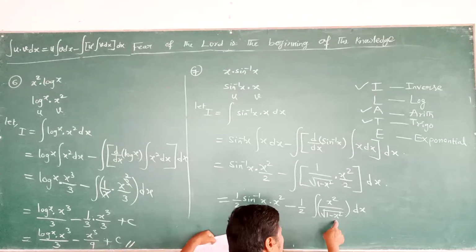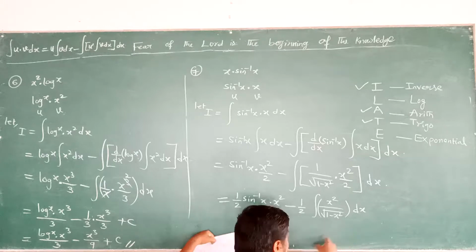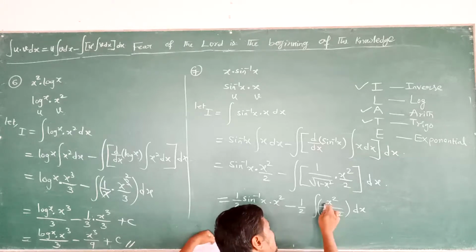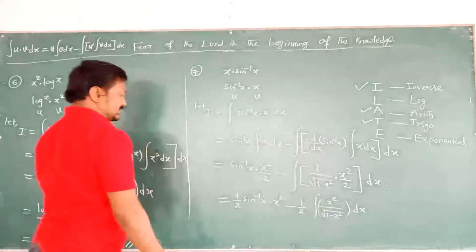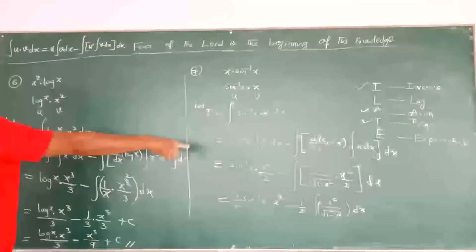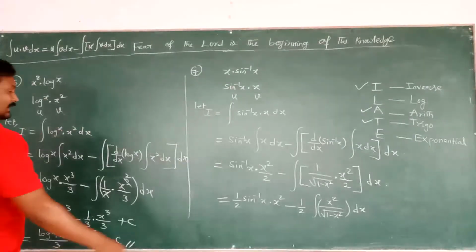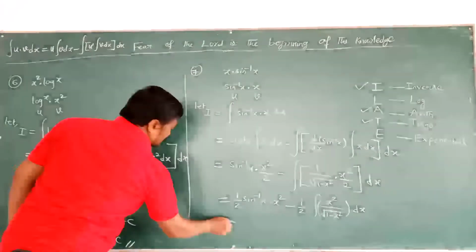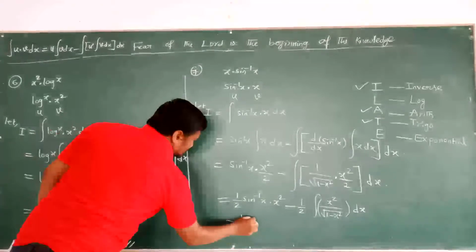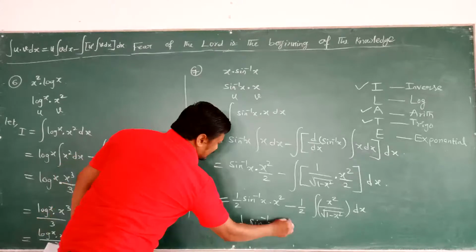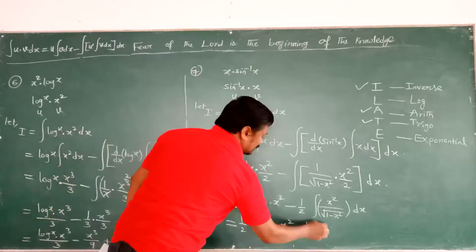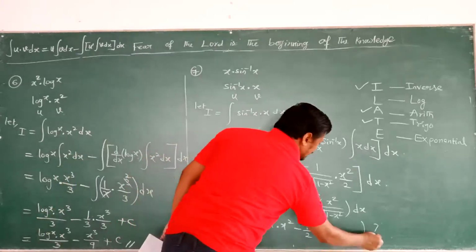Okay, now put x square as t, and then let us see this part. So what we'll do here, under the root place you can also give it, then what is going to happen, let us check. So when you give that also under the root, what is going to happen? So this is equal to half sine inverse x into x square minus half. So what is this part we need to find out now.